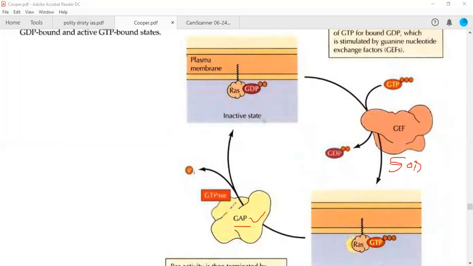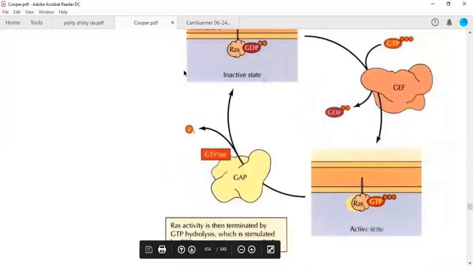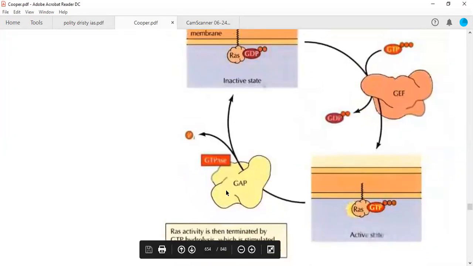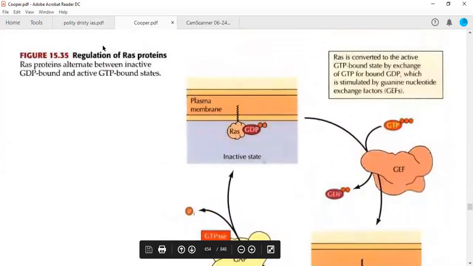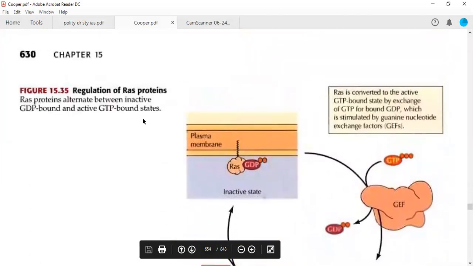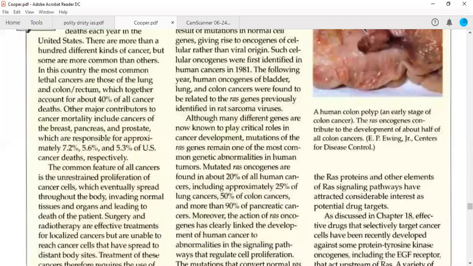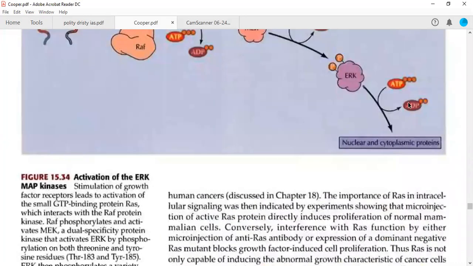Okay, so this GTPase will be activated, and then this inorganic phosphate will be released out of this GTP, so that the active form will be converted into an inactive form, that is called the GDP-bound form. So this active and inactive form is a kind of regulation which is happening in this case, regulation of RAS proteins.